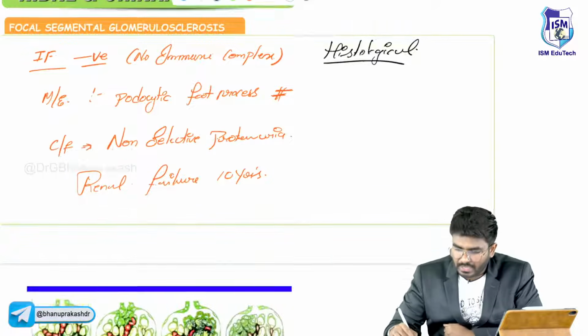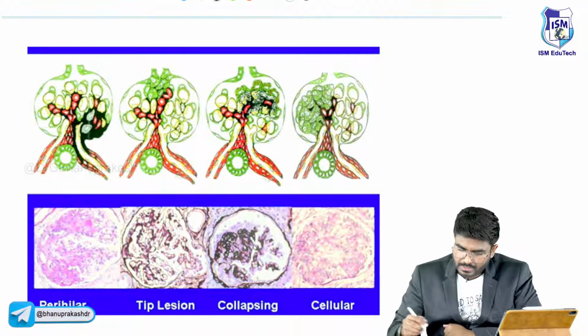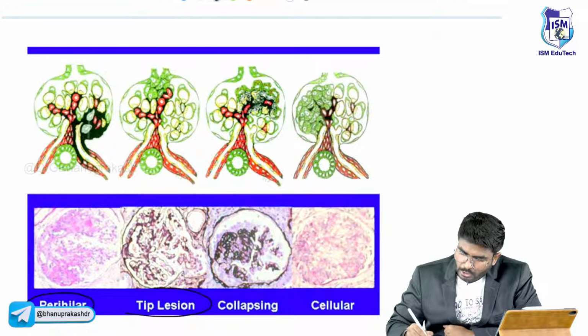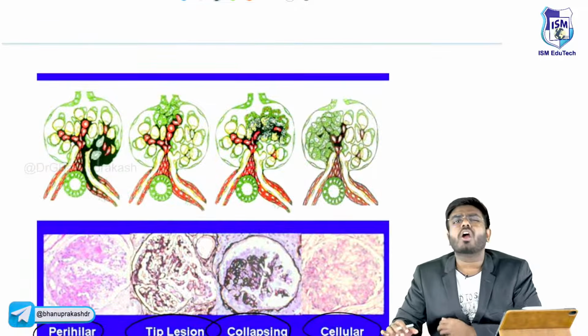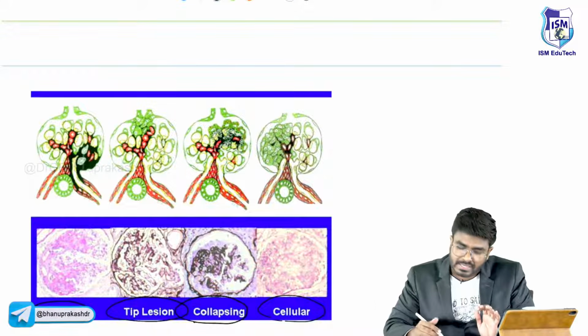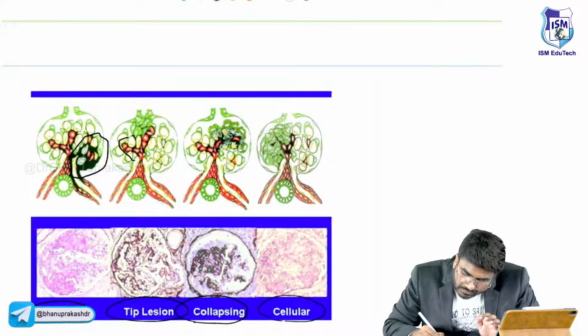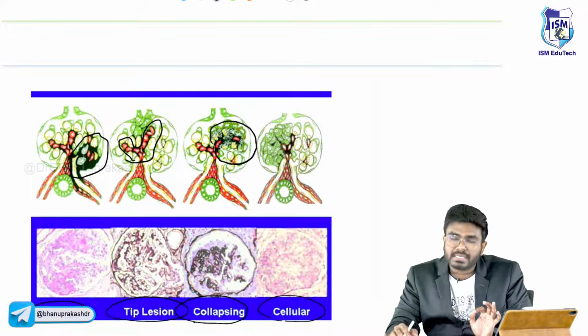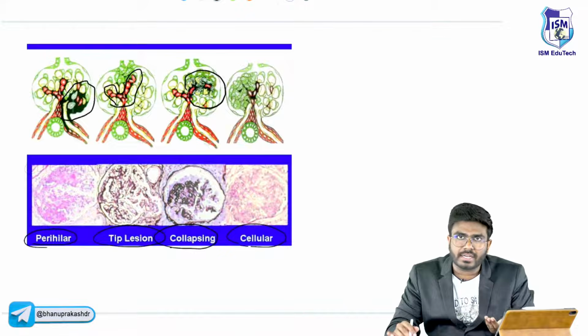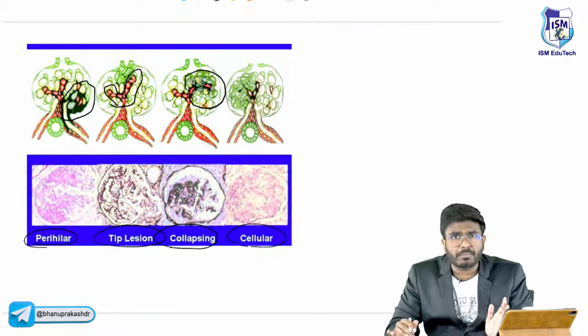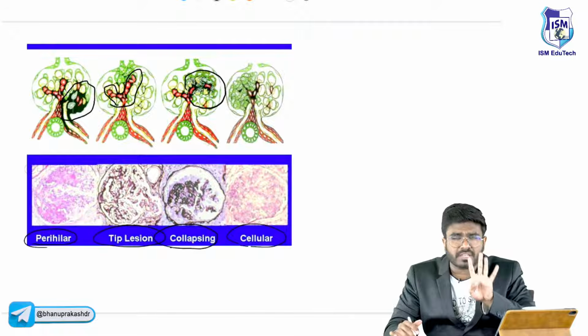Histological variants. There are different types of FSGS. Actually, look, there is the perihilar variant, glomerular tip lesion, collapsing variant and cellular variant, based on the histological appearance. Which part of the glomerulus is getting affected? Based on that, there are different types of histological variants: perihilar variant, collapsing variant, glomerular tip variant, and cellular variant. Four types are there.